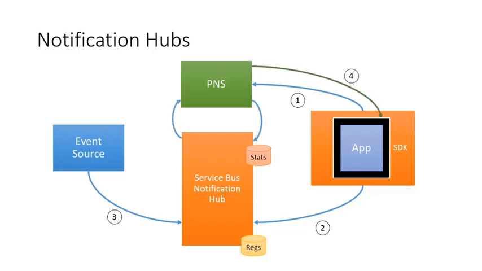Service Bus is going to go through the registration database and is going to look up the matching tags. There's a publish and subscribe model here. Or it will broadcast to all the registrations that exist. And it will do so through the native push notification services into the operating system shell.